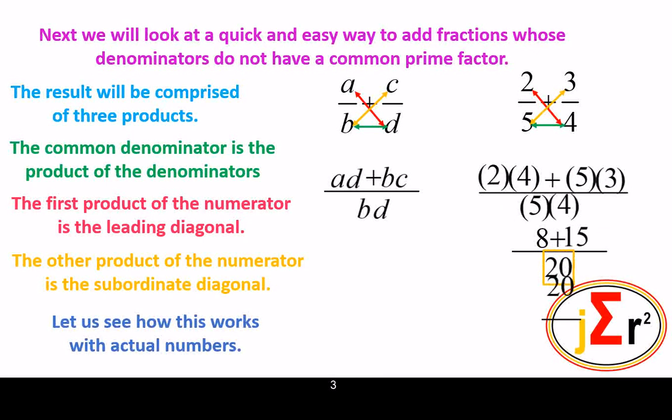So there we have the common denominator. We are always placing the denominator first, and then we will have your numerator. And it is as easy as that. Multiply the 2 denominators, that will be the common denominator. Leading diagonal, first product. Subordinate diagonal, second product, and we are through.